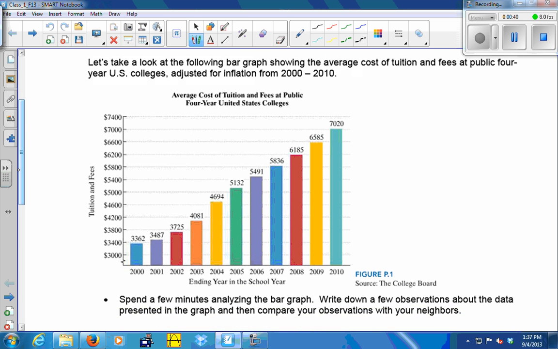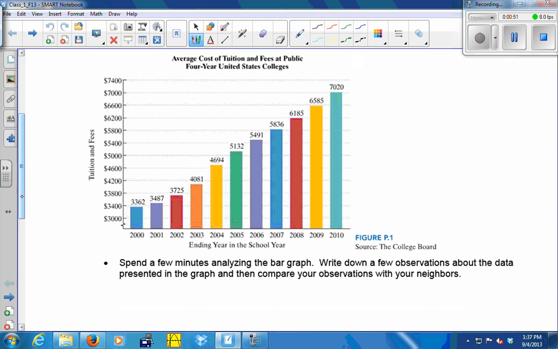So let's take a look at this bar graph showing the average cost of tuition and fees at public 4-year U.S. colleges, adjusted for inflation, from 2000 to 2010. So again, this is adjusted for inflation. So these are increasing above and beyond inflation. So I want you to analyze this graph, discuss it in your groups, write down a few observations about the data. What conclusions can you draw from this graph?